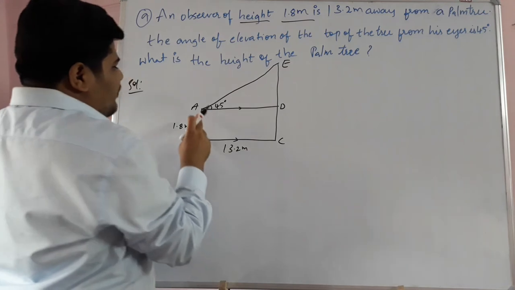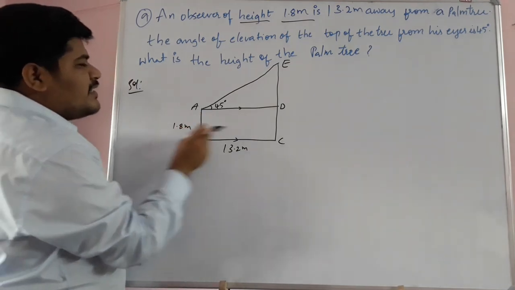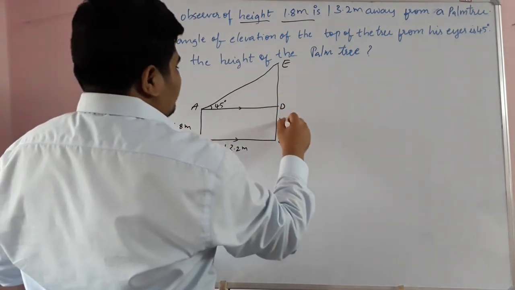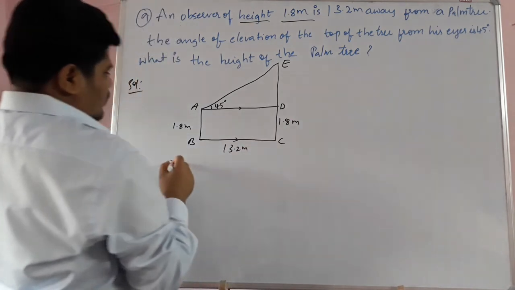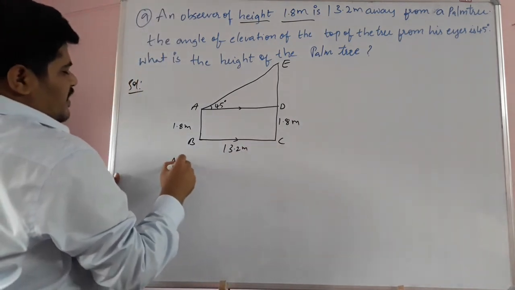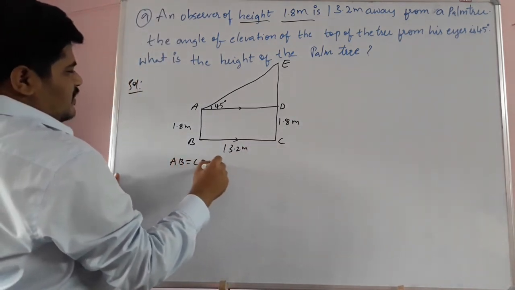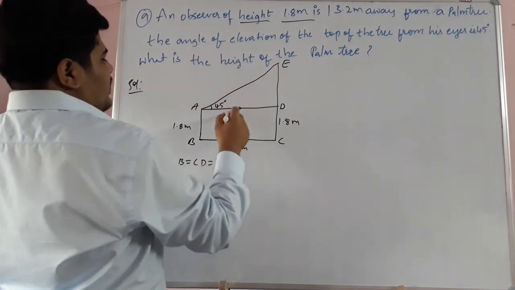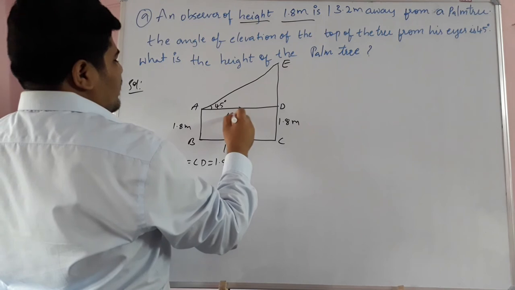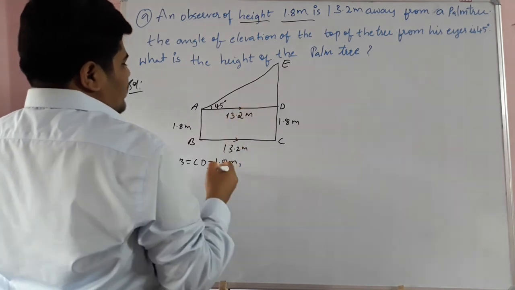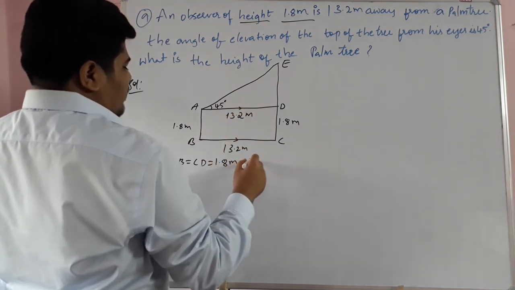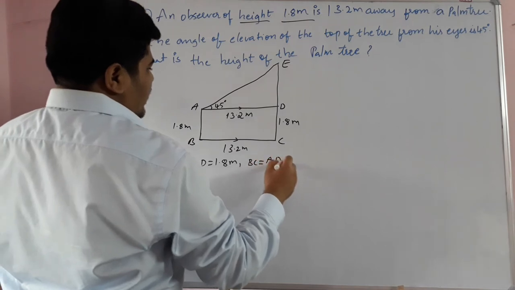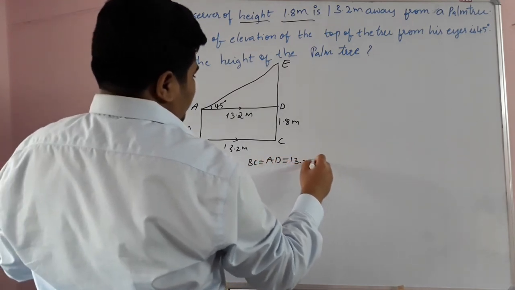So students, if AB is 1.8, then CD is also 1.8. Here you can write AB is equal to CD is equal to 1.8 meters. And if BC is 13.2, AD is also 13.2. So you can write BC is equal to AD is equal to 13.2 meters.